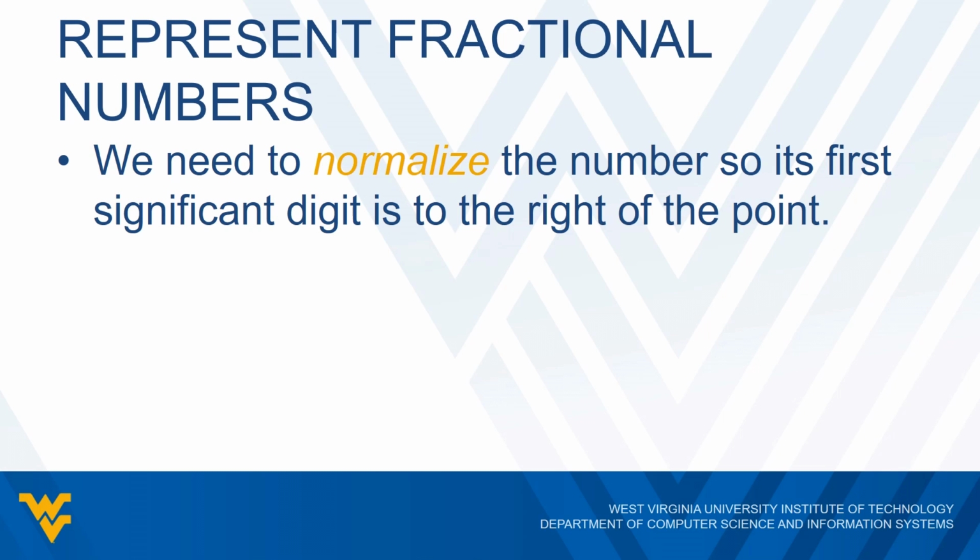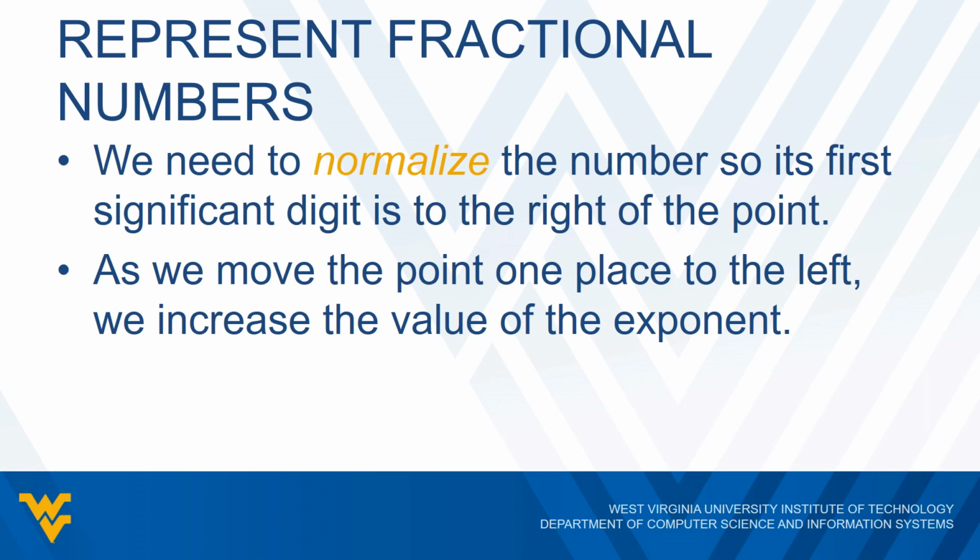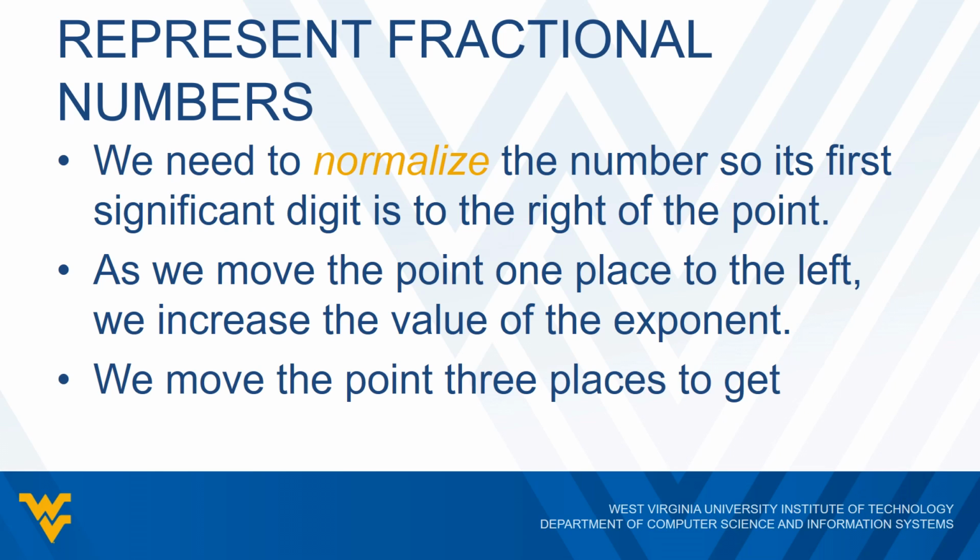The next step is to normalize our number so that the first significant digit is to the right of the decimal point. We're not even close to that. The first significant digit in our example is several places to the left, but it needs to be the first digit right after our point. And this is actually a very simple process. All we need to do is move the decimal point over to the left, and each time we do that, we increase the value of our exponent. So in our example, we would move the decimal point 3 places to the left, which means we increase the exponent by 3. So our result for 5.75 would simply be 0.10111 times 2 to the 3rd power.